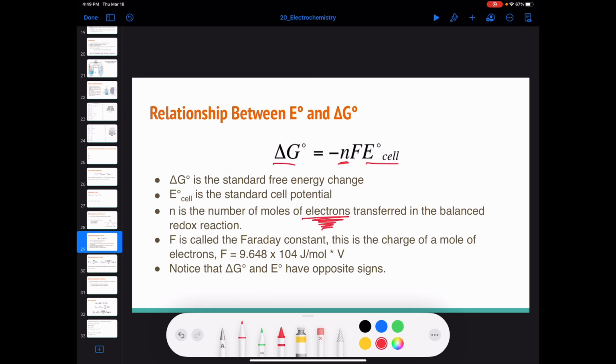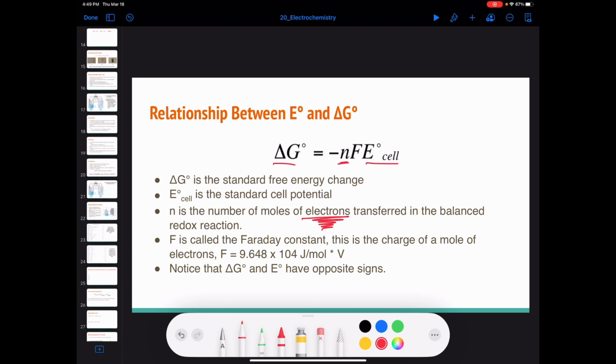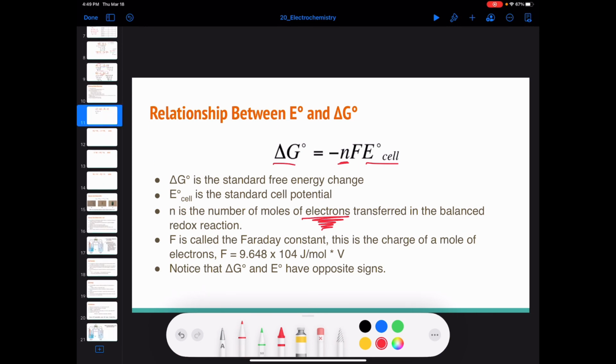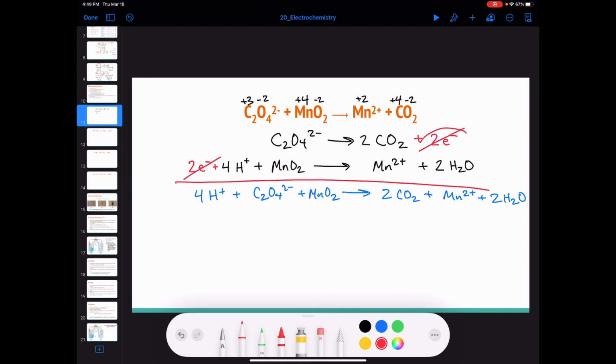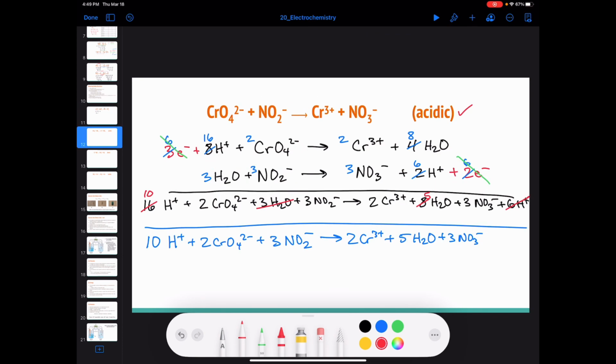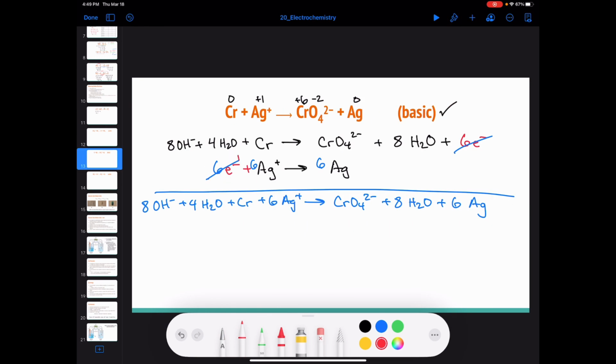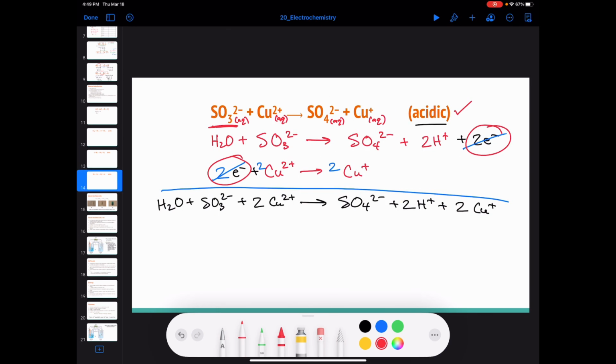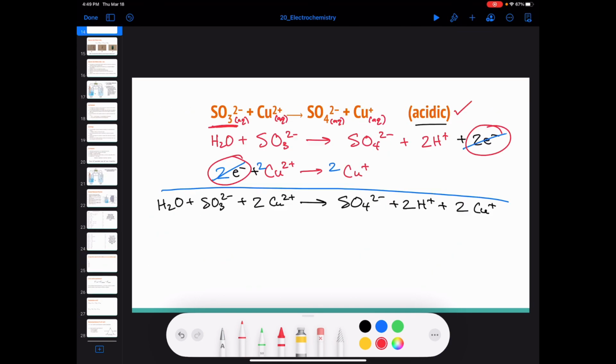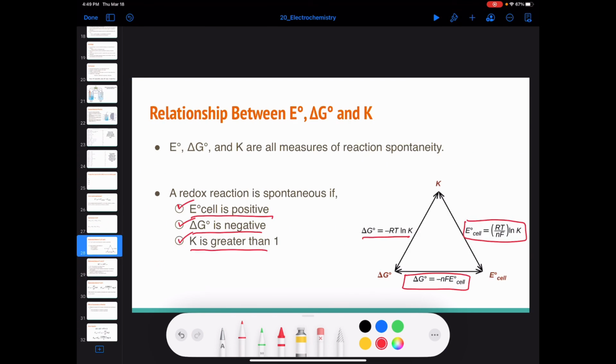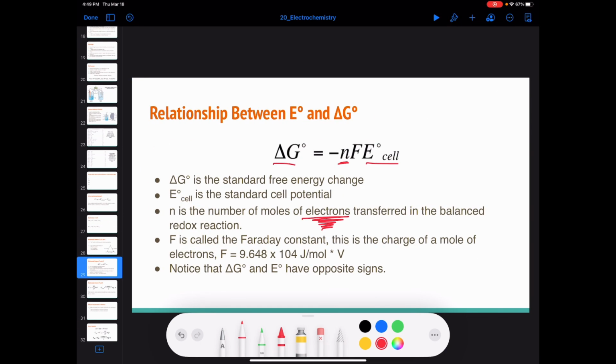electrons. Very important, okay? So, for instance, if I was going back to one of these equations here, I would see that my n value would be 2 because it was 2 electrons, right? Here, my n value was 6 electrons. Here, my n value would be 6 electrons. Here, n would be equal to 2 electrons, right? So it's always going to be a positive value, but it all depends on how many moles of electrons are moving through this. Okay, so that's one big factor that we have to factor in there.